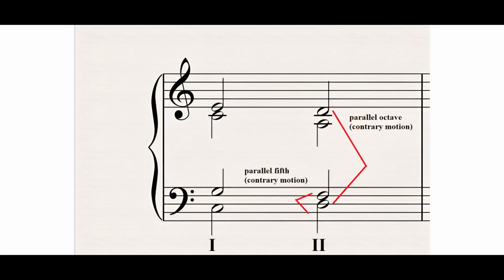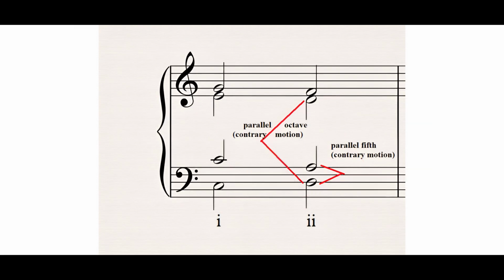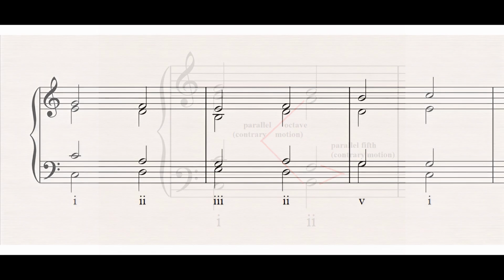And here there are two perfect examples. There are not any mistakes. I control parallel fifth and octave with contrary motion. Here is a short, perfect example of harmonic progression with no mistakes.